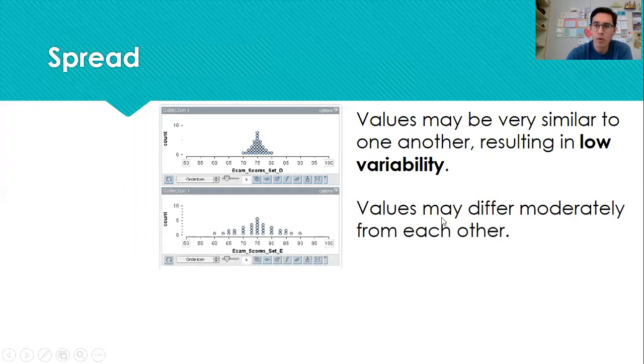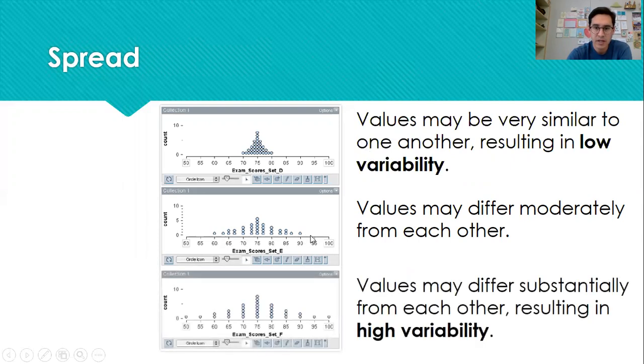Values could then differ more and more. So now we're starting to see that those scores are getting more spread out. Now we have scores in the 60s going up to the 90s. And then if you have values that differ substantially, right? Very, very low scores and very, very high scores, now you see a high amount of variability. Okay? So low variability is when things are really clumped close together, and then high variability is when our data is spread out far apart from one another. Okay. We're going to describe spread in more technical terms in a future video, but now just think of it as either the data is close together or it's far apart.